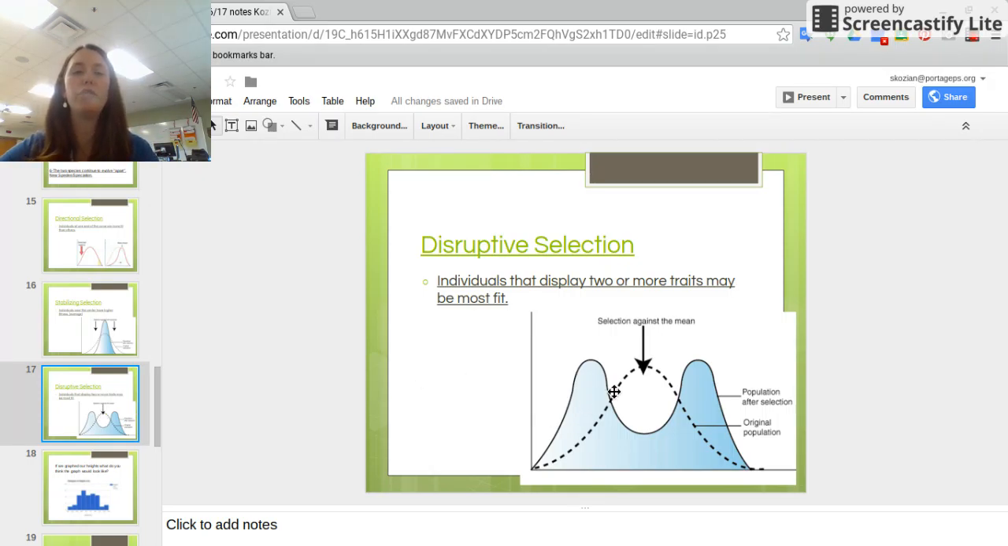This is where you have two traits that are selected for, and the average is not the best adaptation. The average is actually the worst adaptation. Think of this like your peppered moths. We had two completely different colors, white and black. Those that lived on the white trees survived, and if there were some black trees, those ones survived. But average, like if we had a mixture of the two, a gray moth, those would not survive.